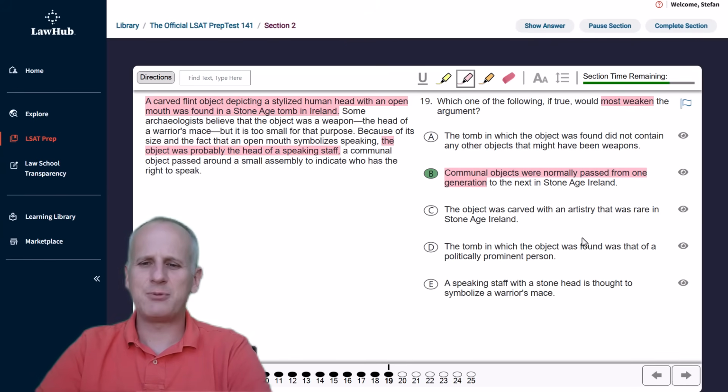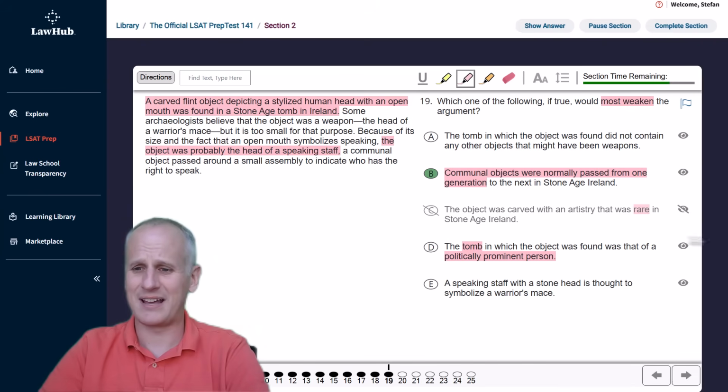So choice C, the object was carved with an artistry that was rare in Stone Age Ireland. Okay, it's rare. So that rarity, does that lead to it being a weapon or a speaking staff? I don't know. This needs additional information. We should be able to eliminate C almost immediately. Then choice D, the tomb in which the object was found was that of a politically prominent person. Oh, if this is a politically prominent person's tomb, well, then it sounds like it might be a speaking staff. So this is actually going to be a task reversal that would strengthen the argument. Then choice E, a speaking staff with a stone head is thought to symbolize a warrior's mace.